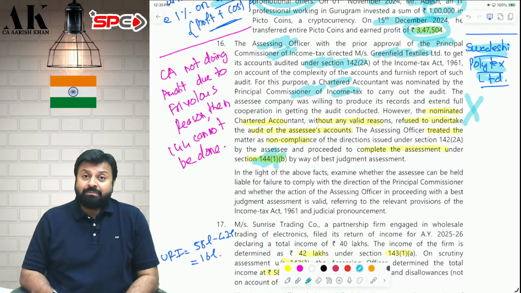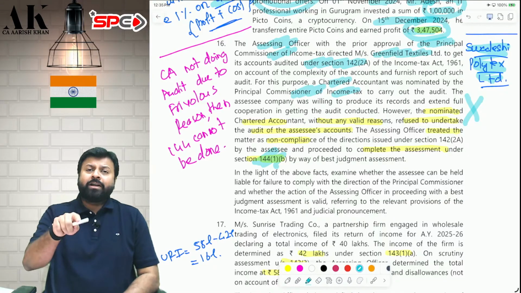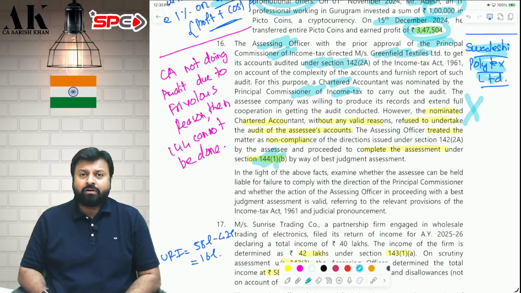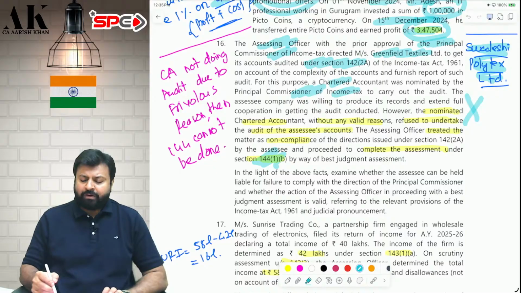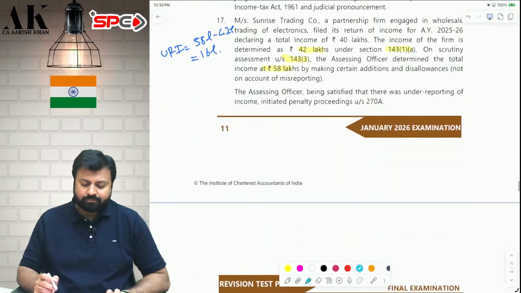If there is a mistake, a delay, or a non-compliance by the chartered accountant, then the assessee cannot bear the burden of 144. The AO cannot impose 144 on the assessee. If the assessee does not cooperate in the audit, then the AO can impose 144. But if the CA is not cooperating, or for a frivolous, hopeless or unnecessary reason he is not doing the audit, you cannot impose 144 on the assessee. I hope it is clear to all of you.